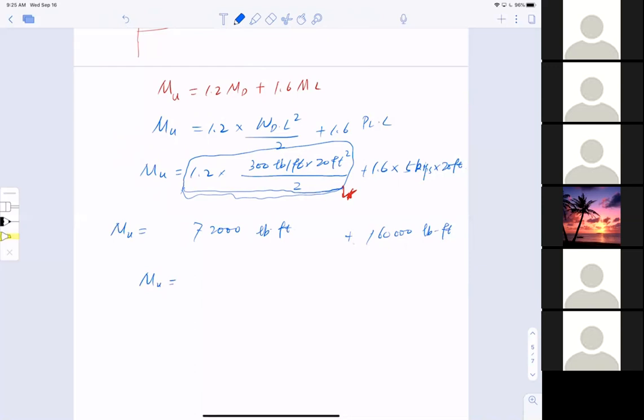So 160 is the second term, and there's a third, and the total is 232 kip-feet.